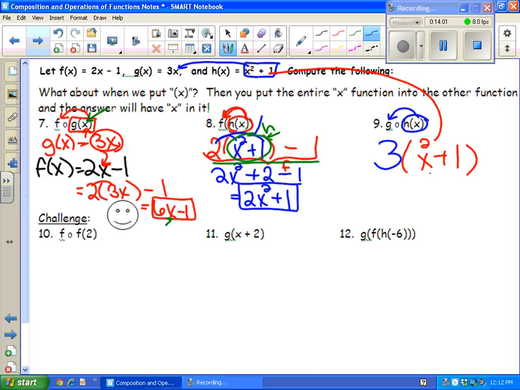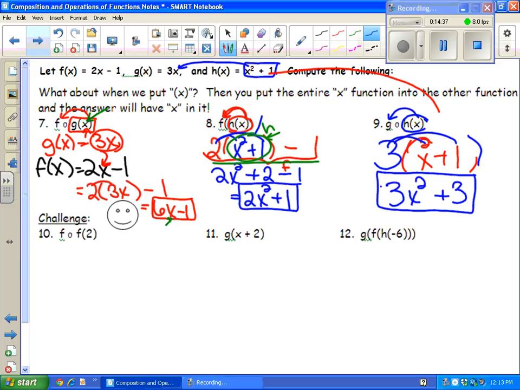So where I used to have 3 times x, that was the g function. Now what have I got in there? I got the h function in the middle of the g function. I know I made that a little bit messy looking, but I was trying to make sure that you saw I am replacing the x in one function with the entire other function. So to finish this, multiply through: 3 times x squared is 3x squared, and then 3 times 1 is 3. Final answer has an x in it.